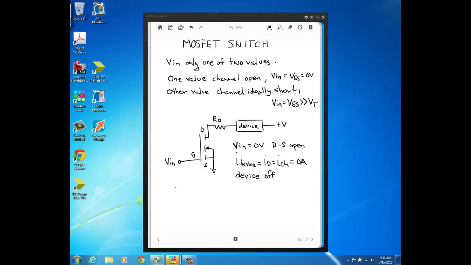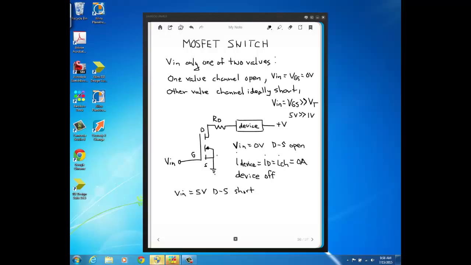Now let's say Vin is the other value. As I mentioned in a previous video, let's say your threshold voltage is a volt. Typically threshold voltages are around a volt or so. Well, a VGS of 5 volts would be considered much greater than that. So let's say Vin is now 5 volts. Since this value is much greater than the threshold voltage, the drain to source is essentially going to act like a short, ideally. In actuality, there's a few ohms there, but we're just going to consider it a short.